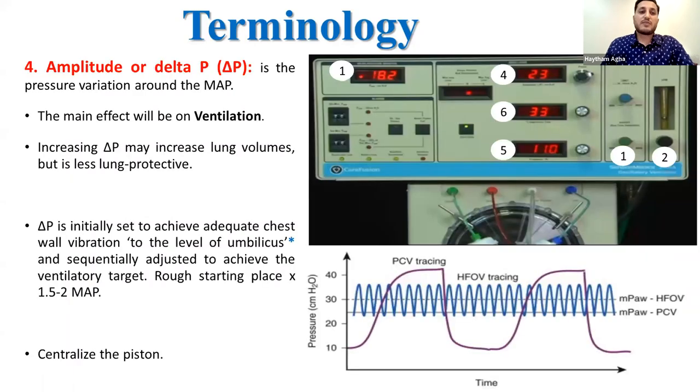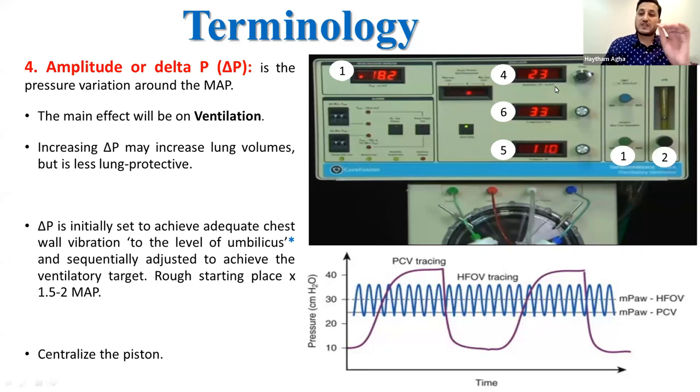So now let's talk about the parameters that deal with ventilation, or washing out CO2. One of the most important parameters is delta P. This is the one. Delta P can be adjusted from the knob here, and roughly we start at 1.5 to 2 times the mean airway pressure. And this delta P represents the wiggling or vibration of the machine around the mean airway pressure.